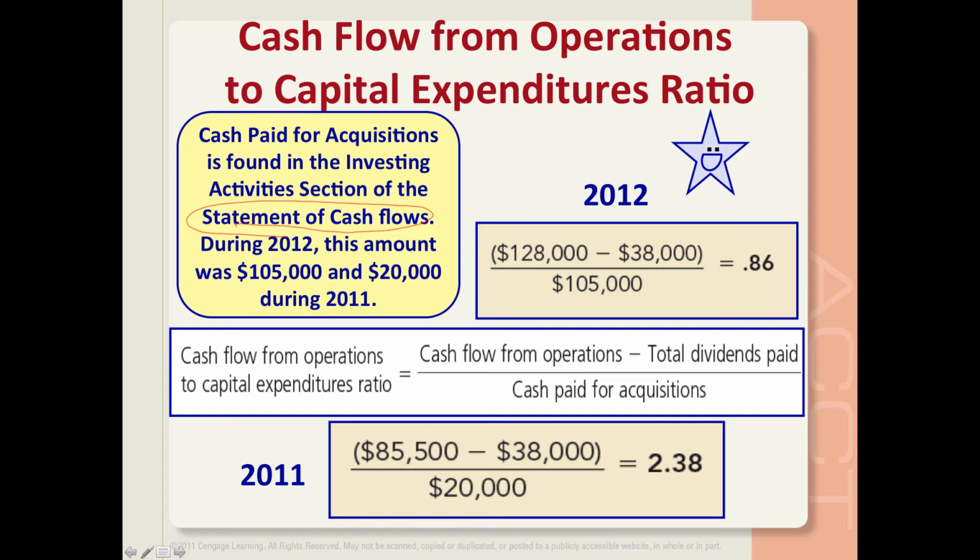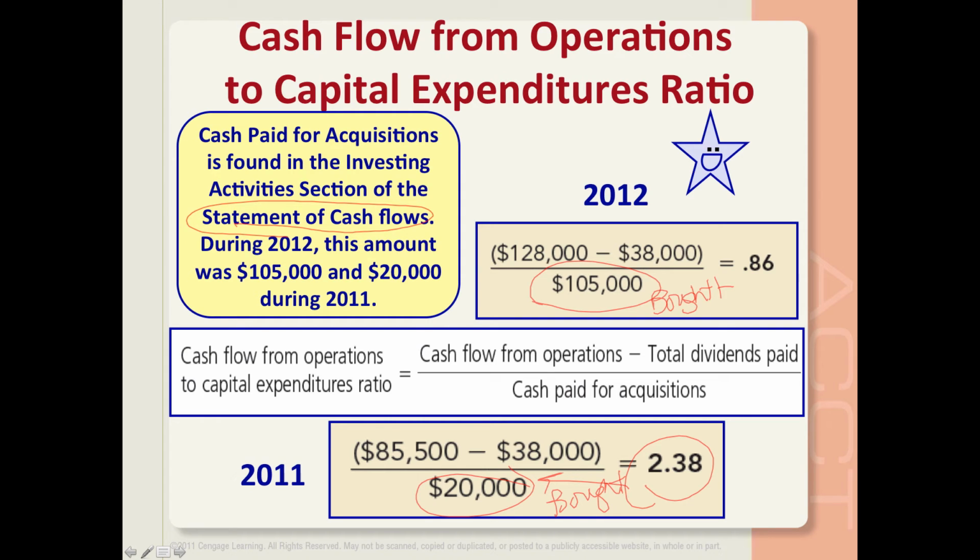During the year, this amount for Robin's Boutique was $105,000 and $20,000 during the prior year. So this is what they bought equipment. Okay, this came from the investing section. These ratios tell us that in the prior year, Robin's generated cash from operations approximately 2.4 times greater than what was needed for acquisitions. So that means I made more money than I needed to buy new equipment, right?